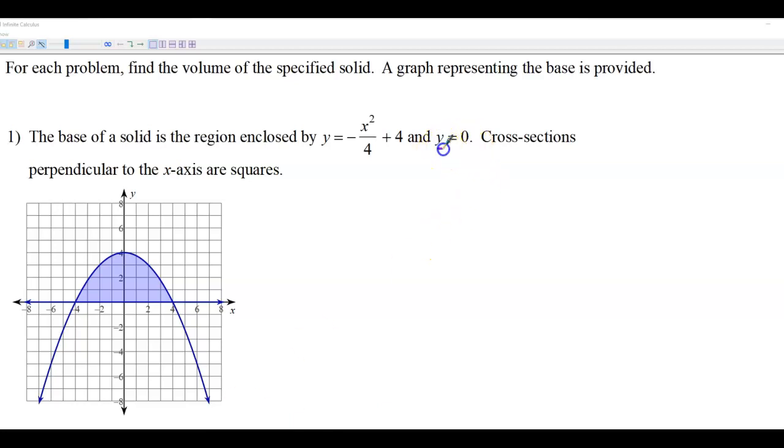You might be wondering what's up with this y equals 0. That's just another way of saying the x-axis, which is just we're integrating from the parabola to the x-axis. Same thing as last time, not a big deal. Let's move on to example 2.